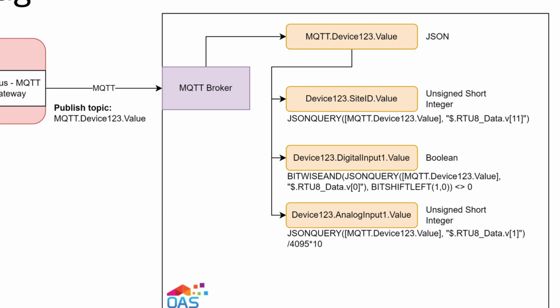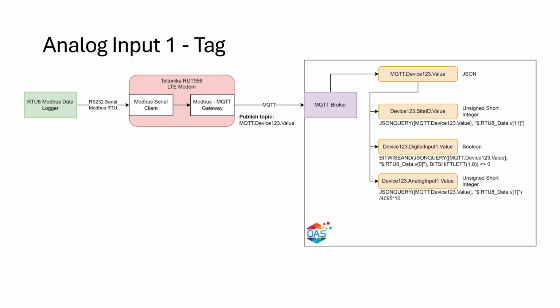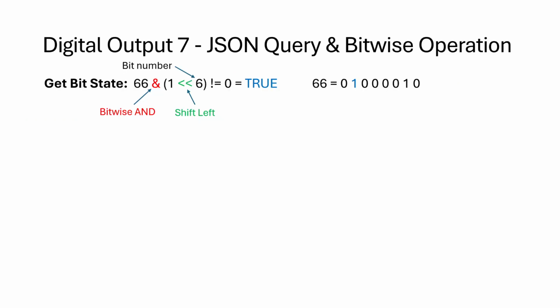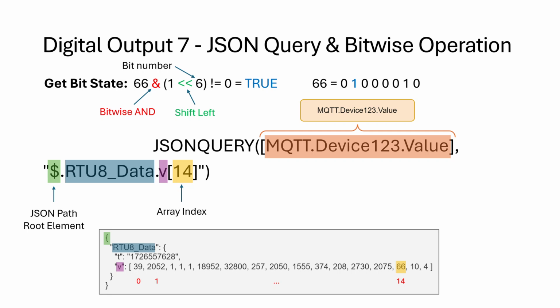So now let's do one of the digital outputs. These steps are very similar to the digital inputs. The only difference is that there are 16 digital inputs but only 8 digital outputs. Nevertheless, the process is the same. We need to extract the value out of the payload array. In this case, the outputs are on index number 14. And we are going to look at bit position 6.